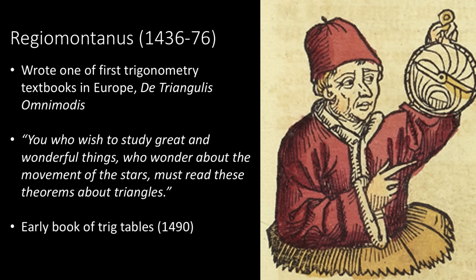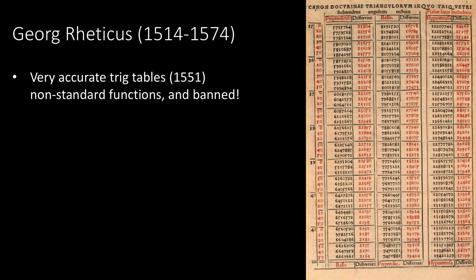And others also produced tables like this. I want to mention Georg Rheticus. His tables were extremely precise, but even better than that, they were extremely accurate. The first version, kind of a shorter version, came out in 1551. It didn't quite use the standard sine, cos, and tan that we use today, but what it used was equivalent. You could deduce one from the other.